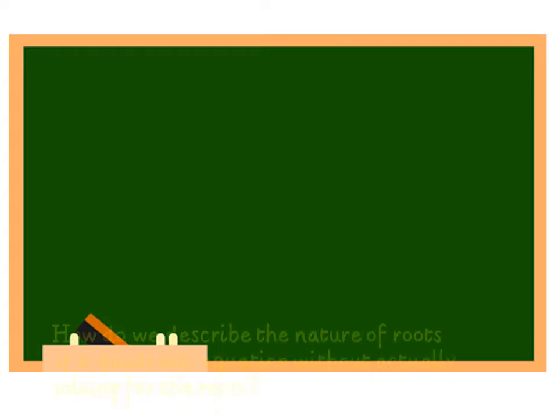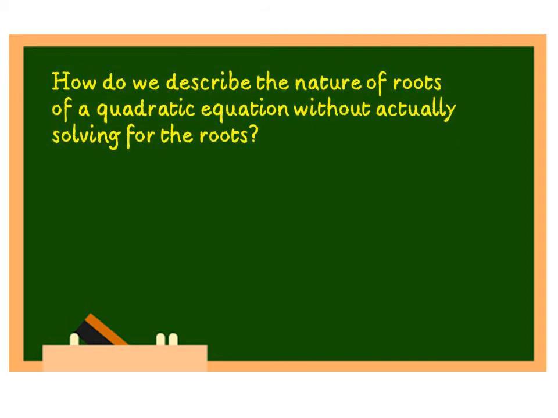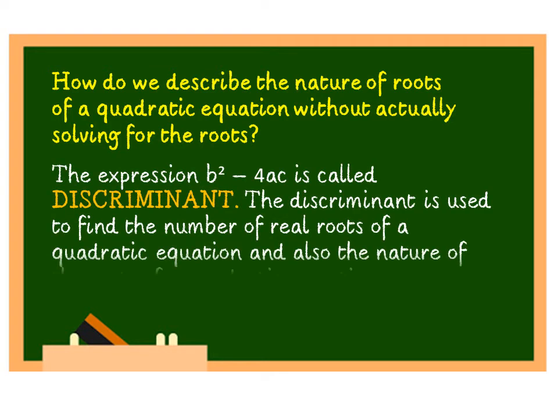How do we describe the nature of roots of a quadratic equation without actually solving for the roots? The expression b² - 4ac is called the discriminant. The discriminant is used to find the number of real roots of a quadratic equation, and also the nature of the roots of a quadratic equation.